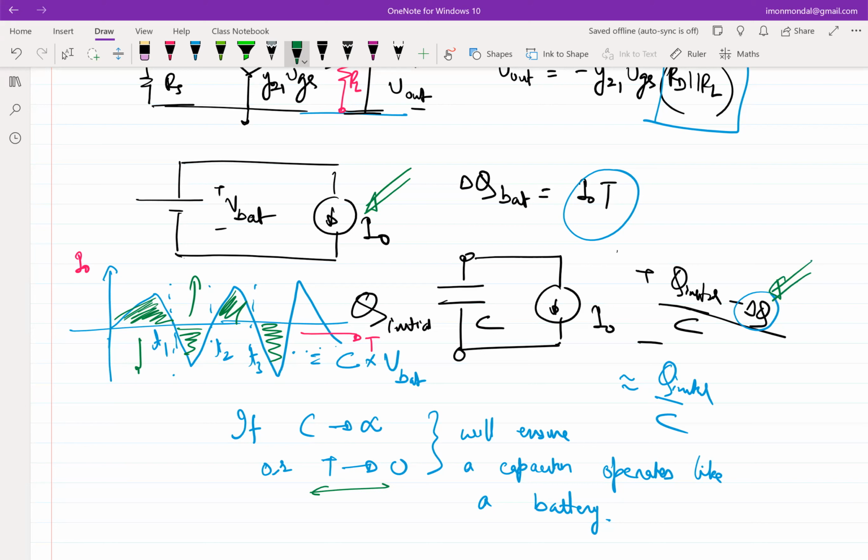Is that fine? Since maximum delta Q is always finite, then there is a chance, right? If I can make C large enough, now infinity is not required, then I can replace a battery with a capacitor, because then I can ensure this condition. Make sense? What is the condition? The condition is that I naught has to be a zero mean signal. If I naught is not a zero mean signal, your delta Q can diverge to infinity if you wait for a sufficiently long time.